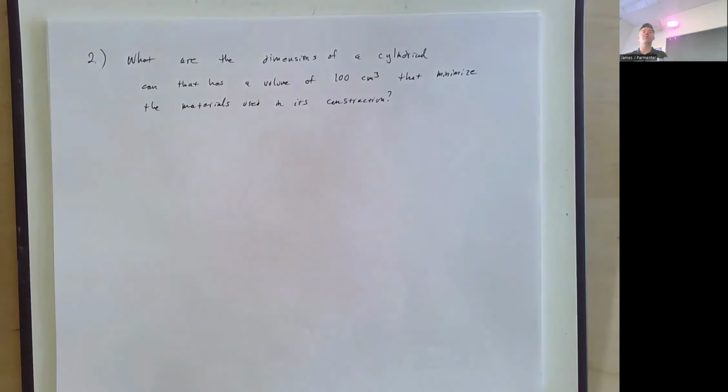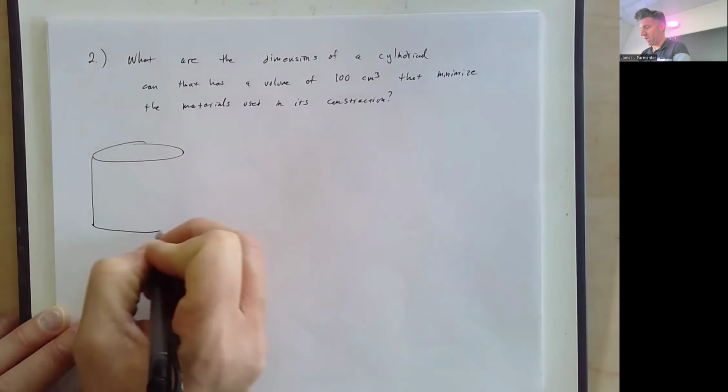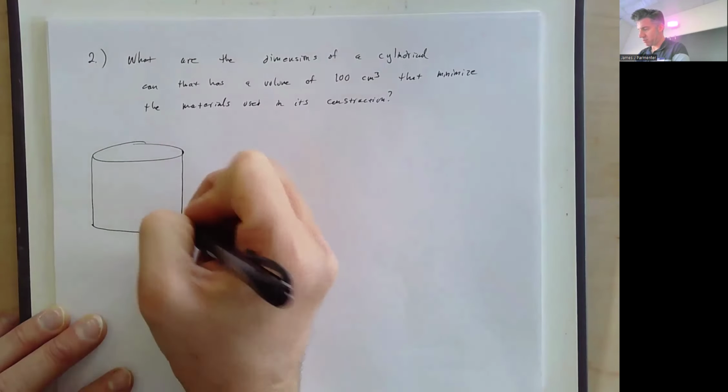Or put more concisely, what are the dimensions that minimize the amount of surface area required to construct a can that holds a volume of 100 cubic centimeters? A cylindrical can. Let's draw ourselves a can.